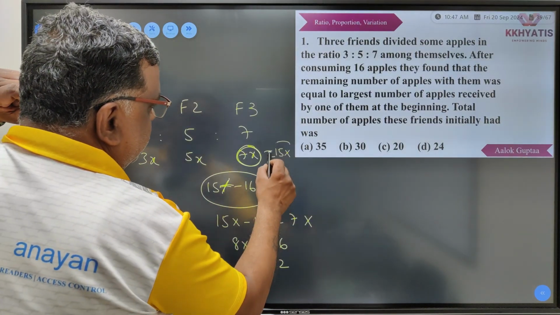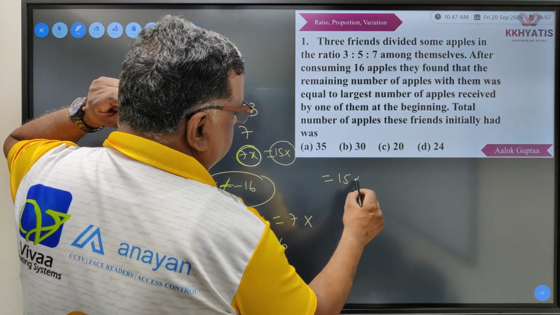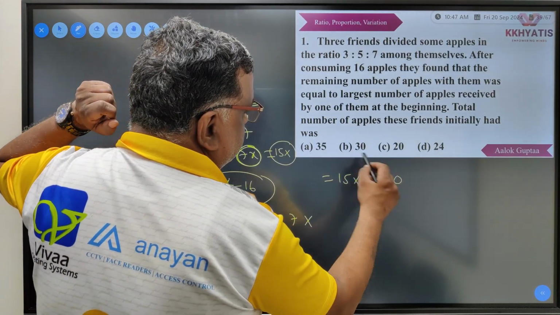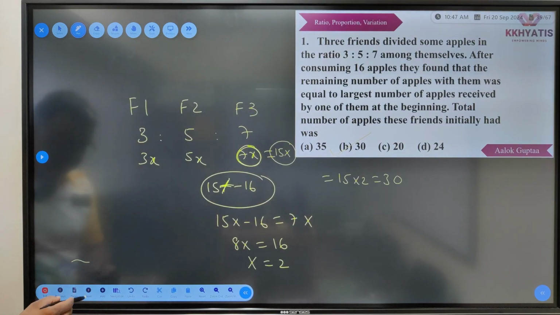Total number of apples these friends initially had: they initially had 15x apples. If x is 2, initially they must have 15 into 2, that is 30 apples. So 30 is the answer. It was a pretty simple sum. Let us try to look at the next one.